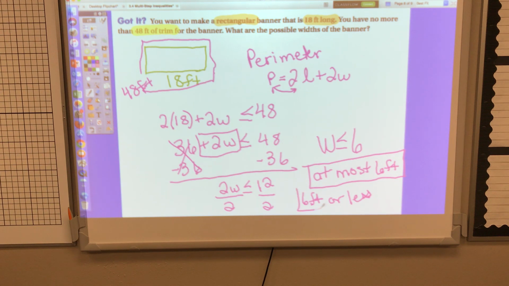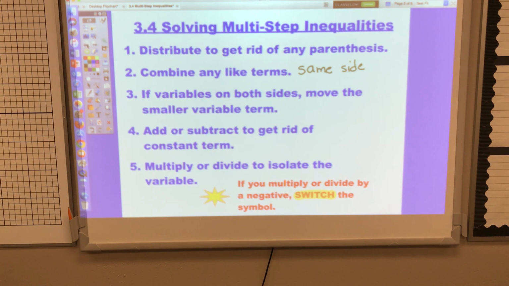So solving multi-step inequalities. Same steps as multi-step equations. First, distribute to get rid of any parentheses. Combine any like terms that are on the same side. If there's variables on both sides, move the smaller one, add or subtract to get rid of the constant, and then multiply or divide to isolate the variable.